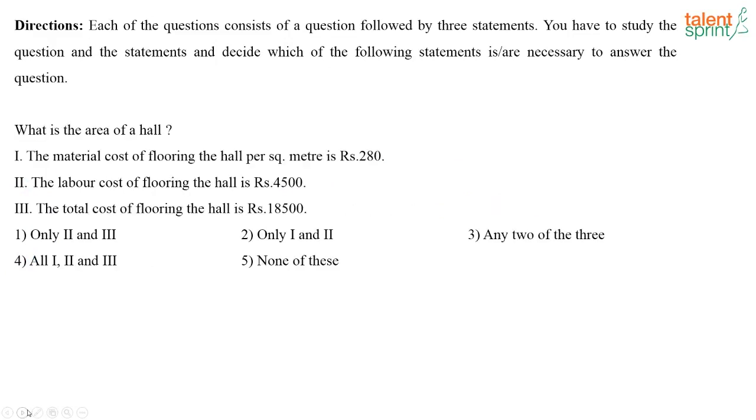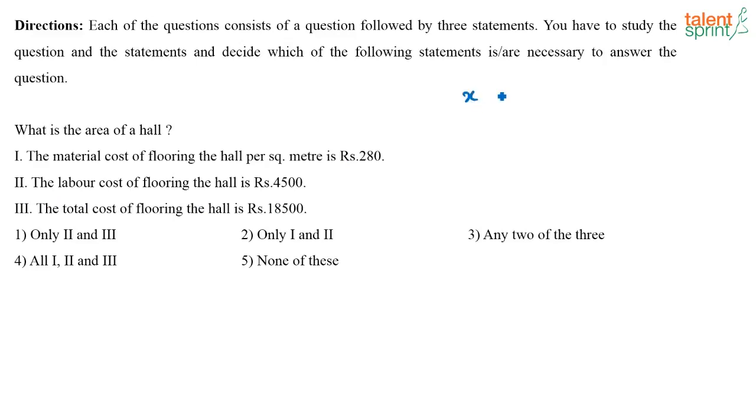Good. Next one. What is the area of a hall? So again, they have given us three statements. Now, the material cost for flooring the hall per square meter is 280. So, per square meter cost of material is given as 280. Now, next statement, what does it say? Now, using this alone, I cannot say what is the area of the hall, right?